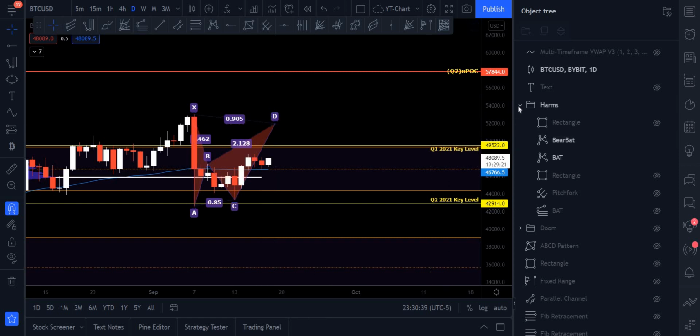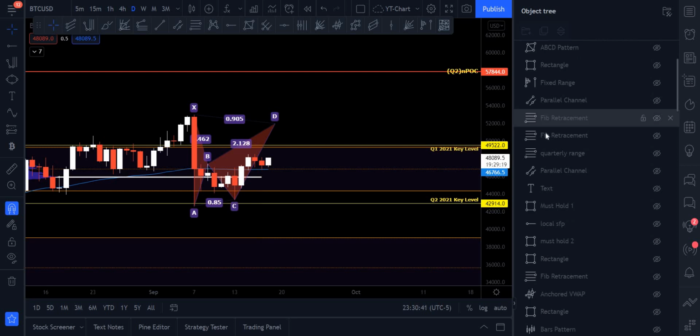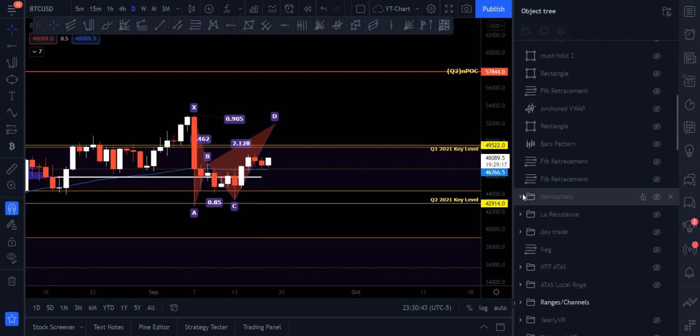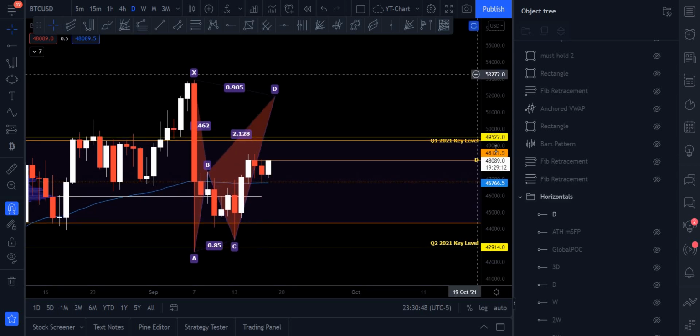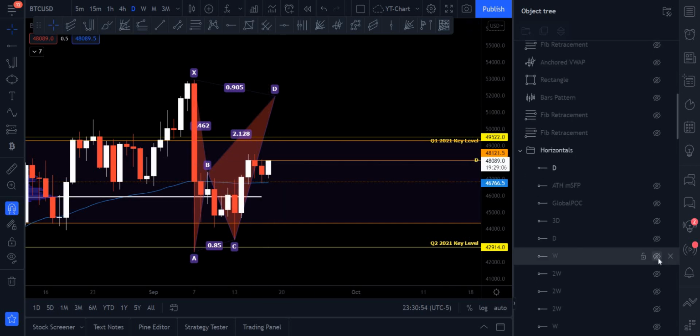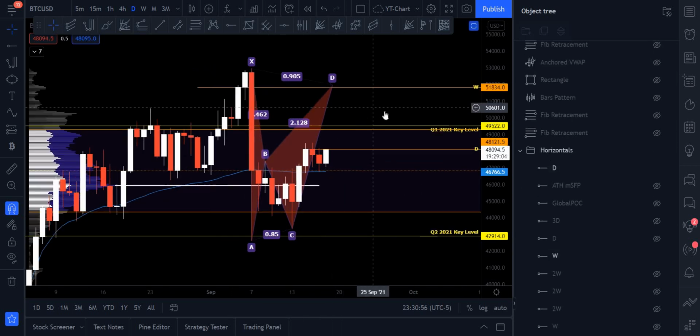And if you guys recall, we do have a key weekly level there, and we have a very key daily level coming up as well here on our horizontals. This is our key daily level right at 48,089. Okay, and we're 48,121. We're at 48,089 now. We are approaching the level, and we have a key weekly up here right where the bat would be completing.